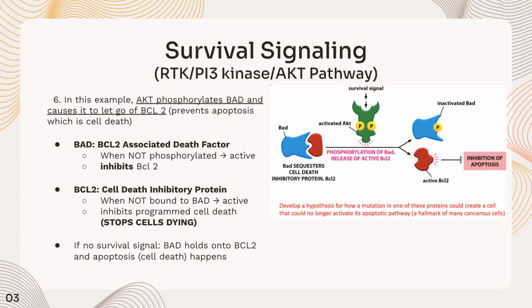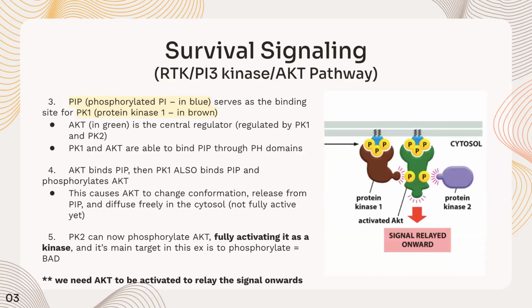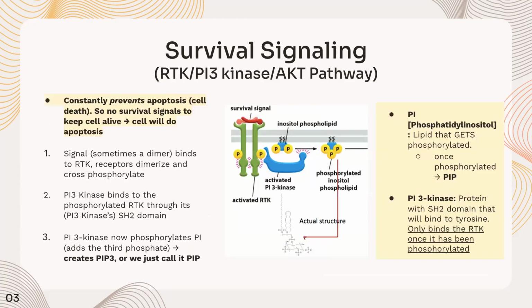Yes. This is the part about the first part about the AKTs and then like the green and brown. Yeah. Yes. Let's go back. So, okay. So we end this slide with this guy right here. Okay. So PI3 kinase has now phosphorylated this guy. And now we have PIP3 is what we call it. We just call it PIP.